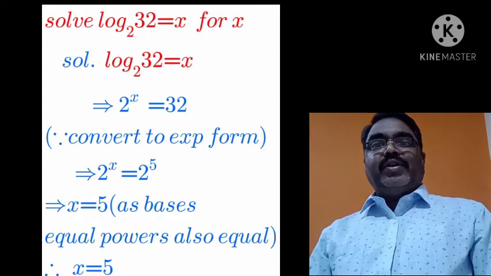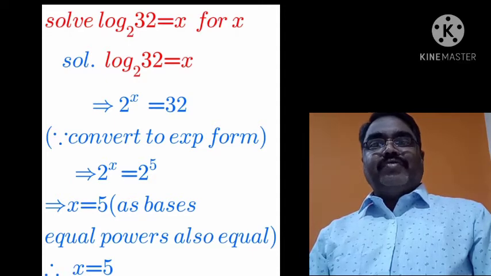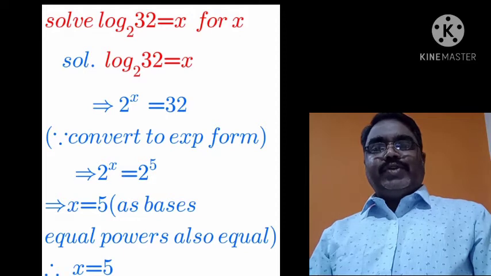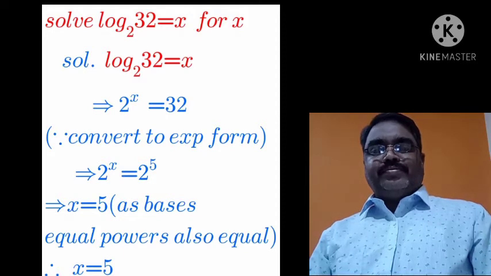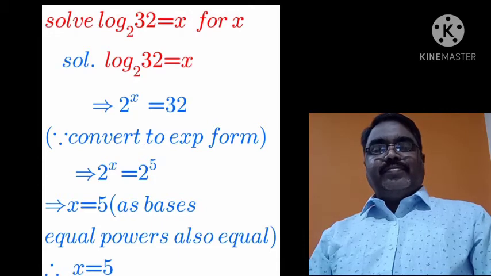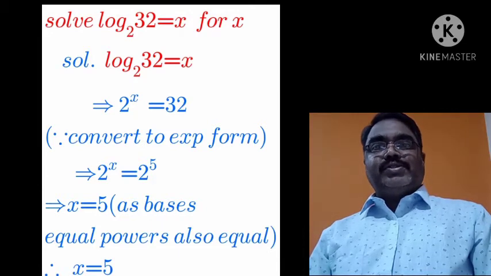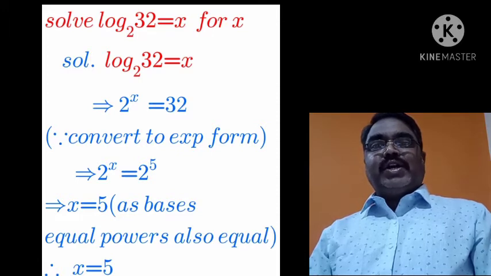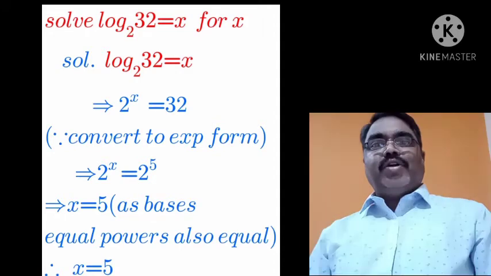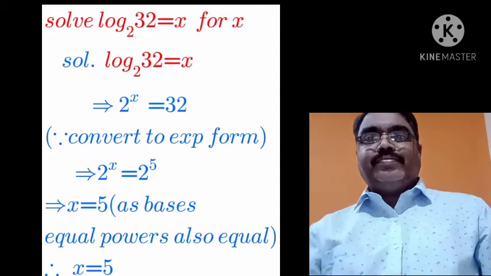Converting the given logarithmic form into exponential form, we get 2 to the power of x equals 32. I can write 32 as 2 to the power of 5. Hence we get the value of x is equal to 5 by comparing both sides, or else if the bases on both sides are equal, then the exponents are also equal. Hence we get the value of x as 5.